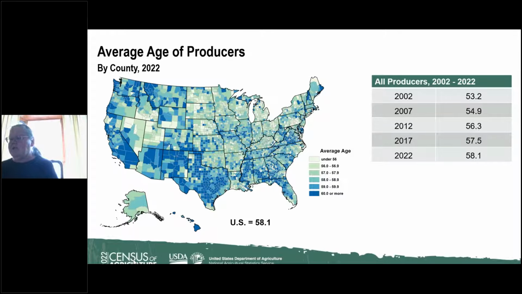The table on the right highlights the average age over the last 20 years as measured in the census. You will notice that average age increased by about 1 year per census cycle. From 2017 to 2022, the average age increased about 0.6 years, which is smaller than the previous trend of increases. Next slide.